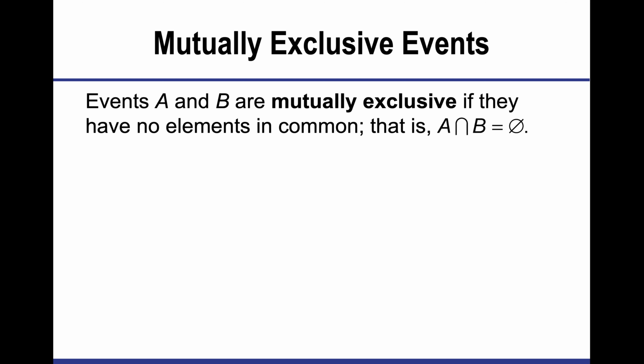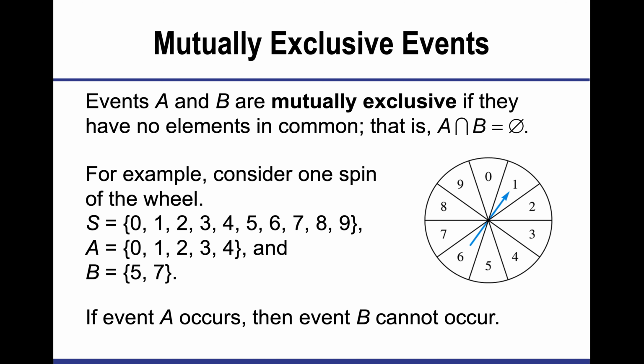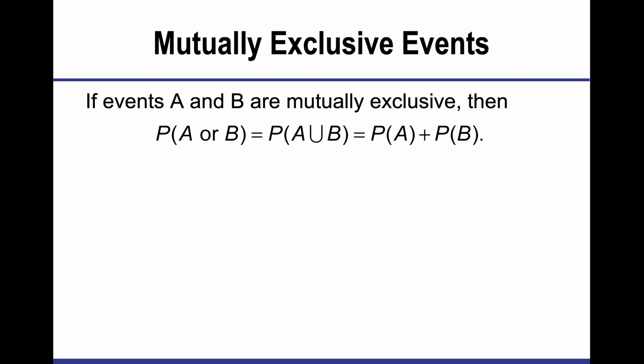Mutually exclusive events mean they have no elements in common. So, for example, if I'm looking at a spinner wheel, my sample space would be the values 0 to 9. And if I'm looking at A and B, and I'm looking to see if they have anything in common, they don't. So that if A occurs, then B cannot occur. So what does that actually mean? That means that if I have 2 events happening and they can't happen simultaneously, then I'm going to add the probabilities of each event independently.